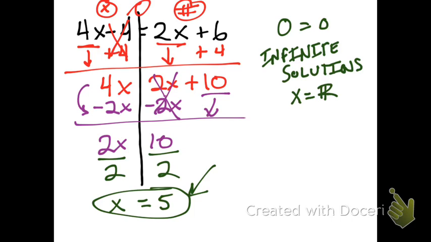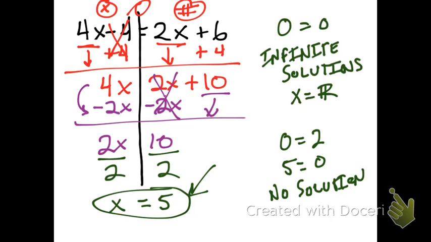Okay, now something else you may see. Say I run into a situation and I have 0 equals 2, or 5 equals 0. All of your variables cancel out, but you're left with just a number. This is no solutions. This tells you that those two expressions will never be equal to each other no matter what you do. So there is no solution for x. In that case, it'd be acceptable just to say no solutions.